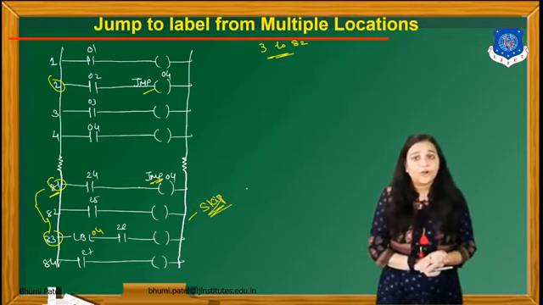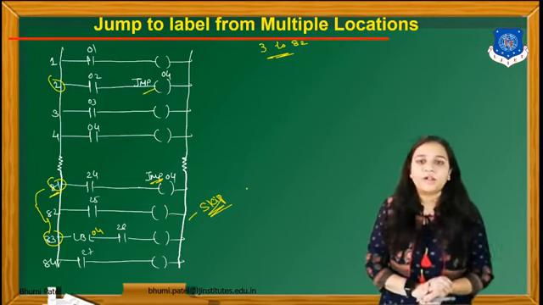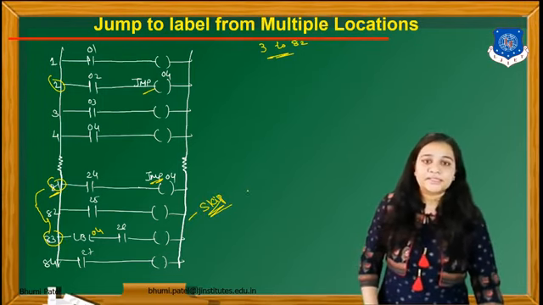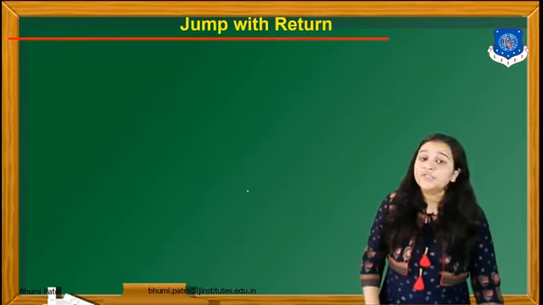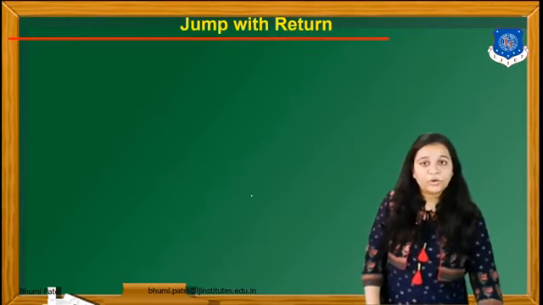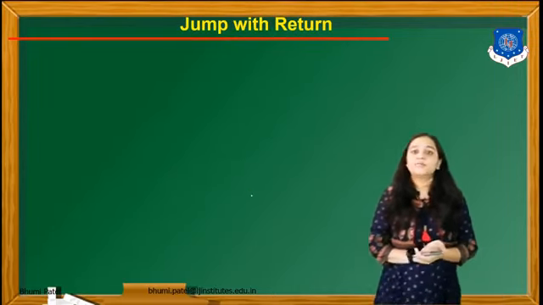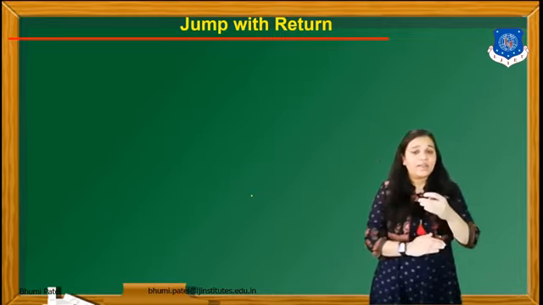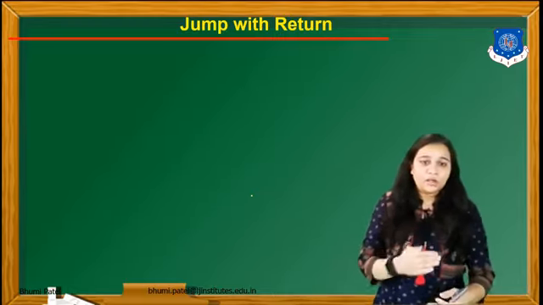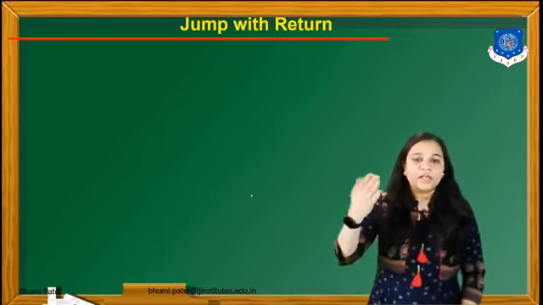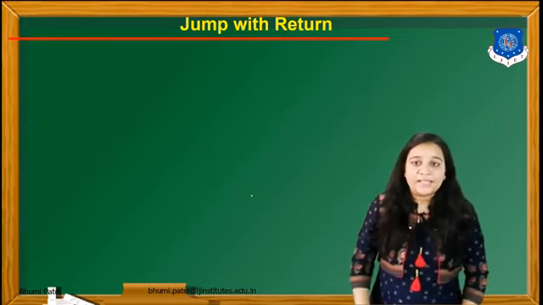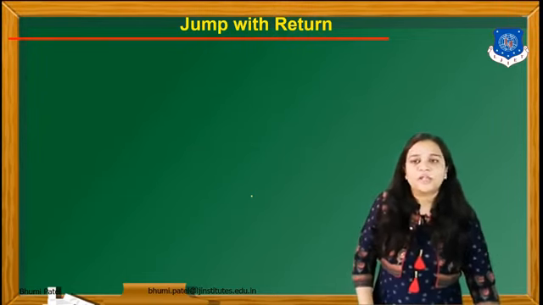So we also have to use jump to label from multiple locations, and then jump with return. What is the disadvantage of jump with non-return? Whenever we jump over some rungs, after that we cannot return to those rungs. Those rungs will be skipped for that particular time.